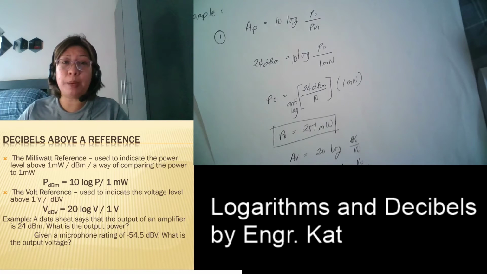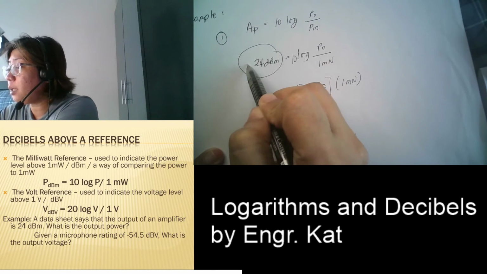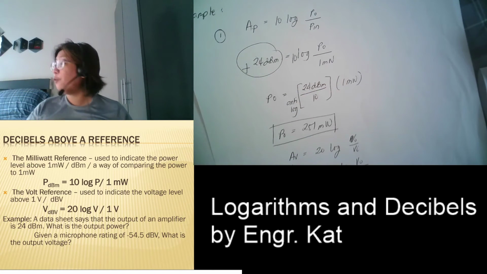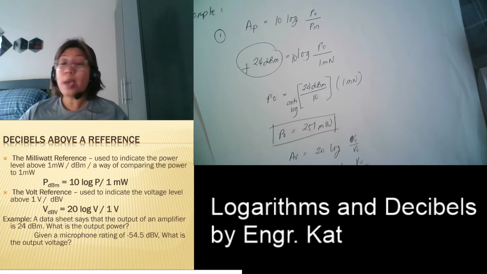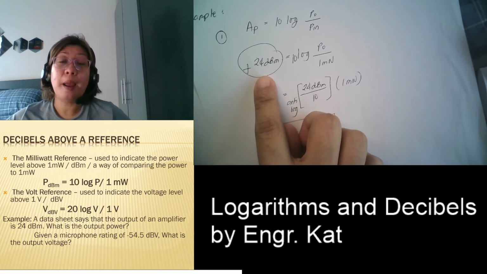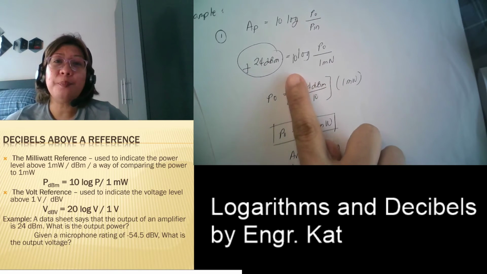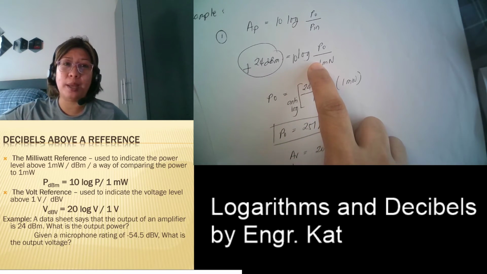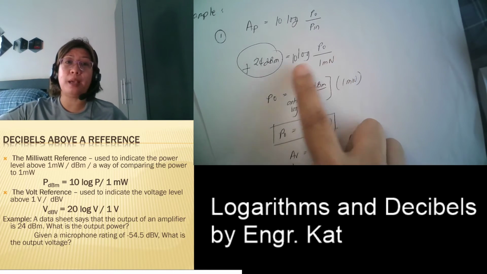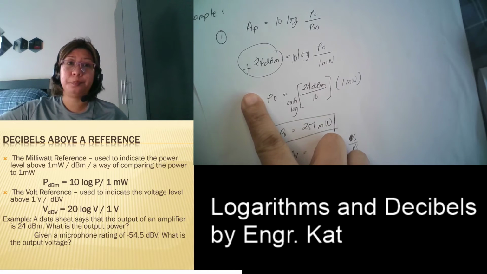That also explains why we have a positive value for 24 dBm. So why is this positive 24? Because as you can see, the output is greater than the input, which is 1 milliwatt. So every time your output is greater than your input, we expect a positive decibel.